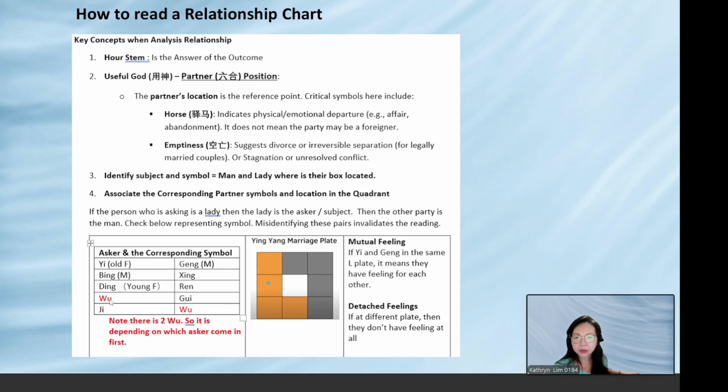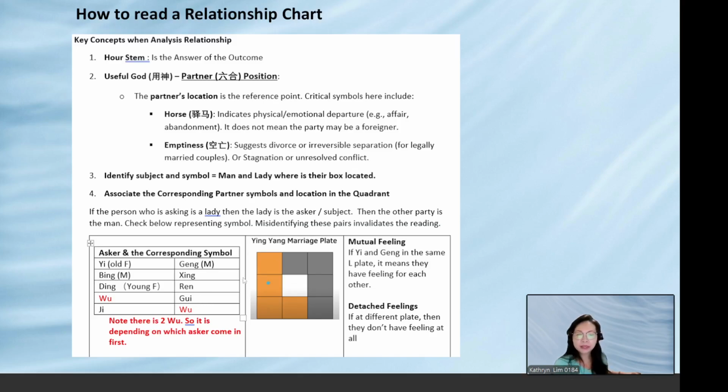We have noticed, as I've highlighted here, there are two Wu. It is the formula itself. Master has advised that whoever comes in first, whoever is the asker, will take that Wu. Let's say Wu is the asker, then the corresponding symbol will be Gui.